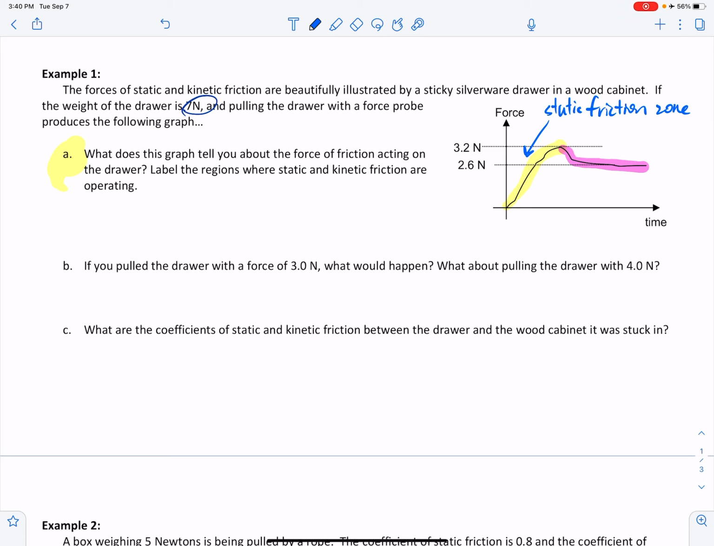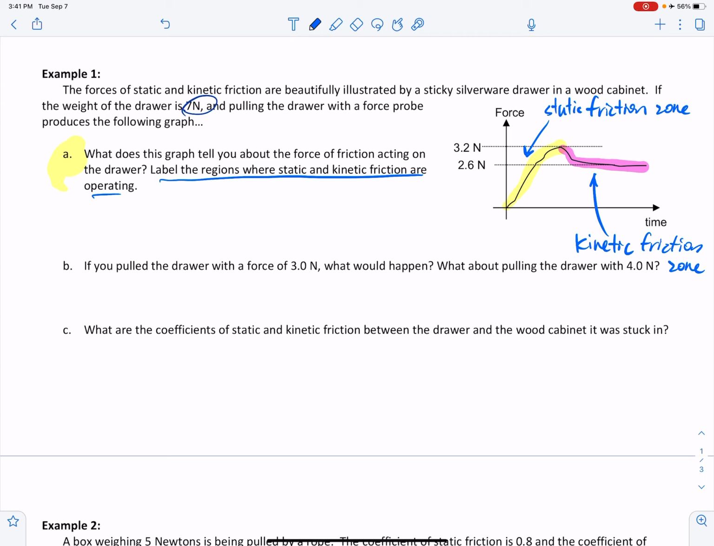Okay? Once static friction is overcome, the drawer is going to slip and you will be able to pull it out. But when it slips, you notice that the force of friction drops, right? Look at the pink section. And so when the drawer slips, now we get into kinetic friction. I'm going to call that the kinetic friction zone. Okay, so static friction zone and the kinetic friction zone. So we've labeled the regions where static and kinetic friction are operating.